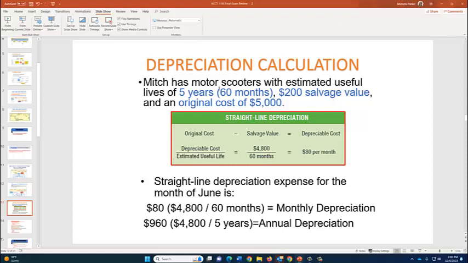Now we're either going to divide by 60 months if we want the amount of depreciation for 1 month, or we're going to divide by 5 years if we want it for 1 year. And here is asking just for the month of June, so we want it for just 1 month. So that would be 4,800 divided by 60 months in the useful life to give us $80 a month. You could also take 4,800 divided by 5 years and then divide it by 12 months, and you would still get the $80 per month.